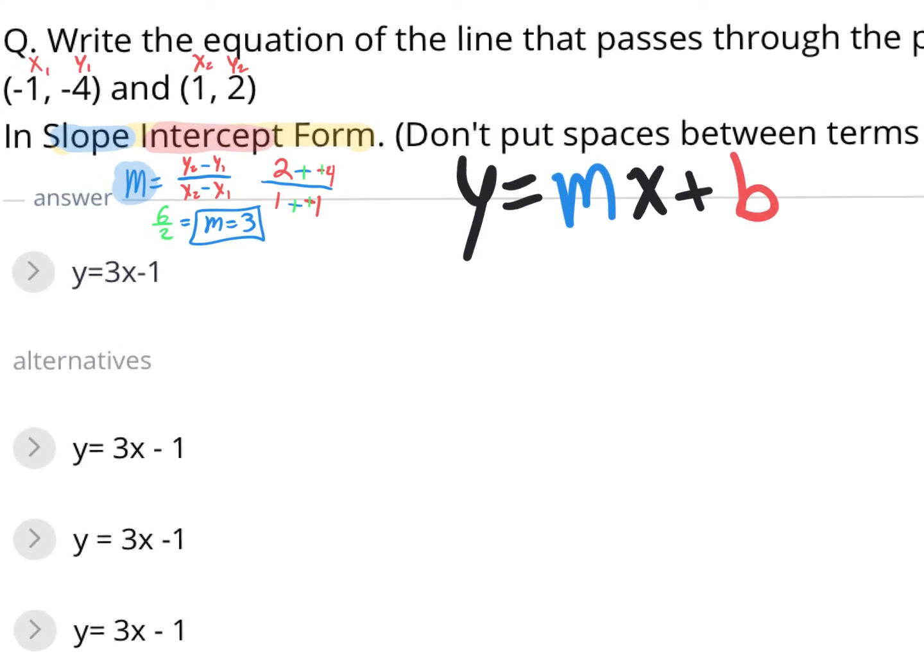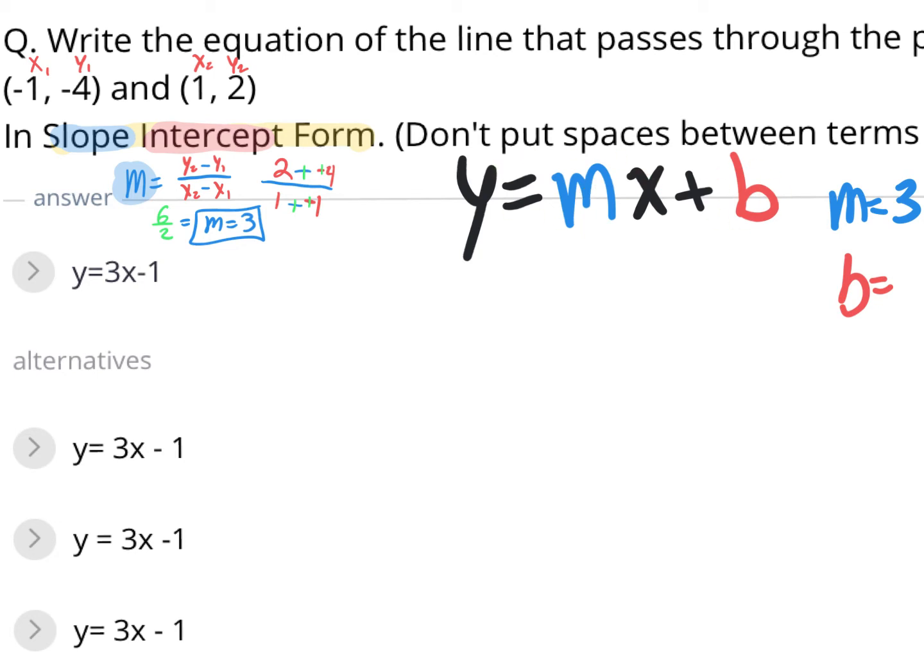And so far, we needed the m, which we already have, we just found out was 3, and we also need the b. Actually, let's not find the b. I mean, you could find the b by plugging in the x value, the y value, and the m value, do the math, and solve for b.